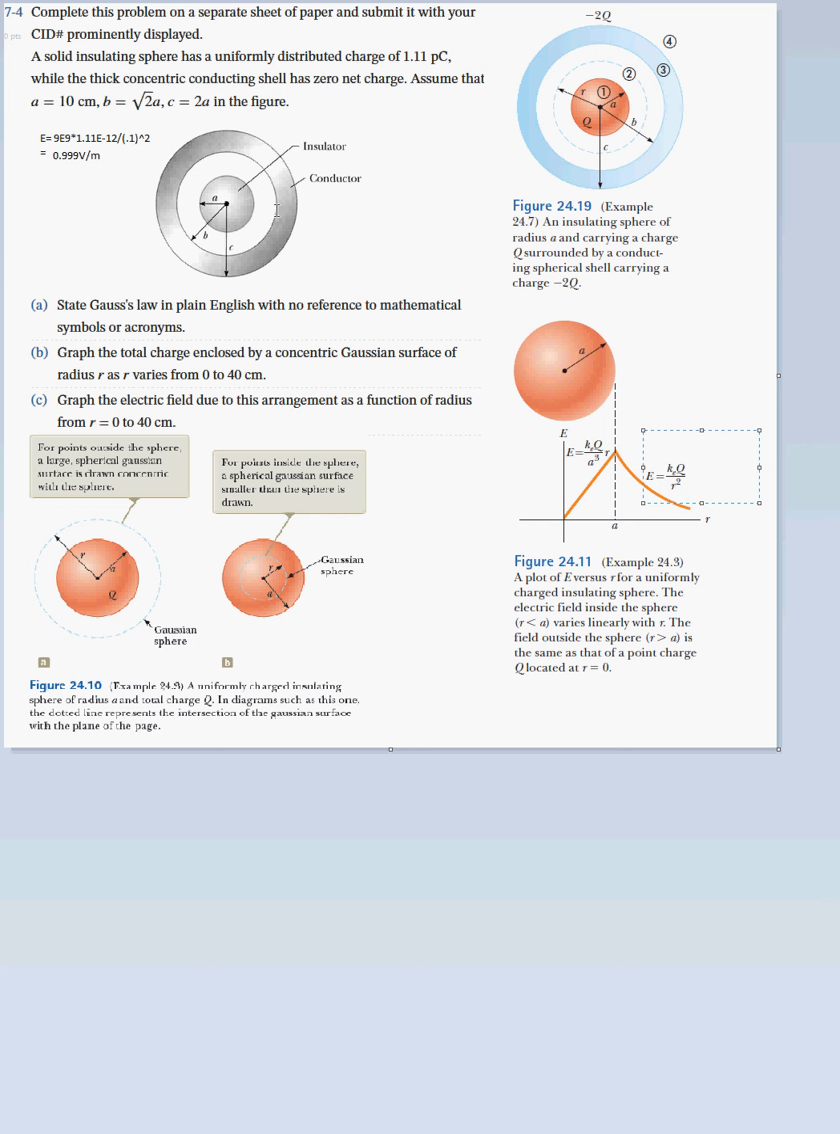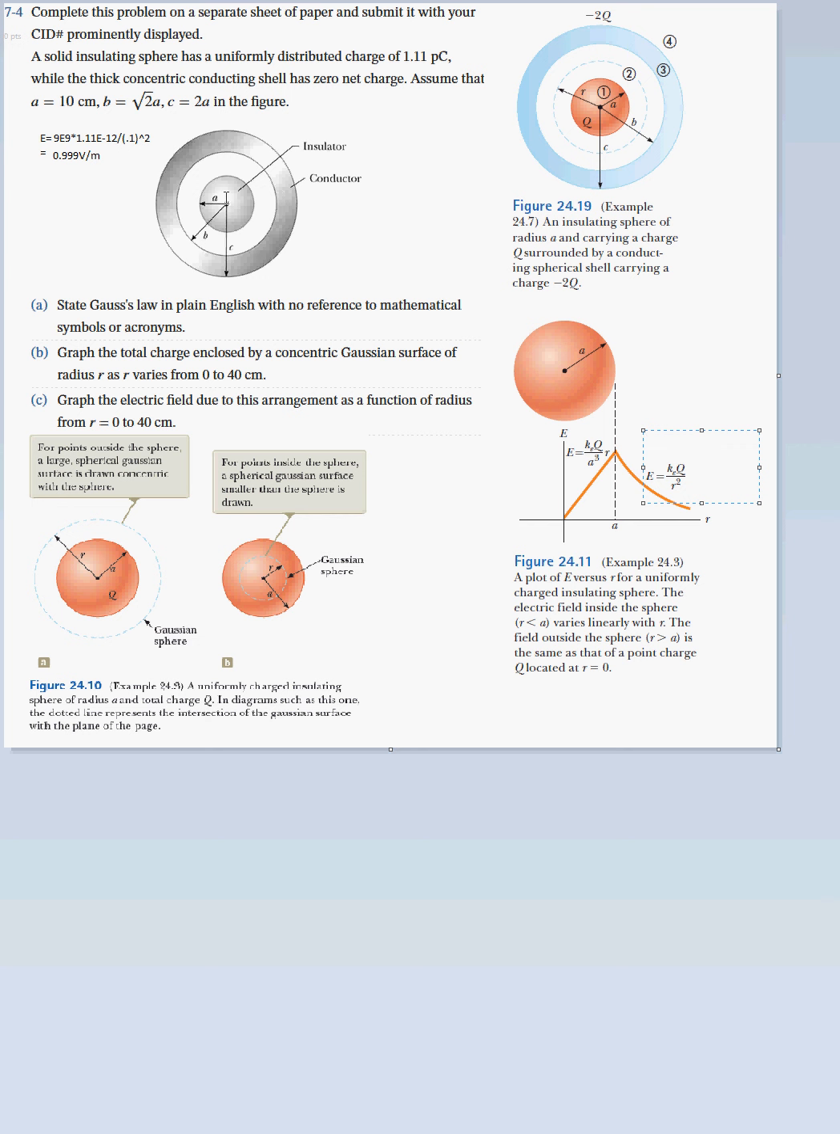Well, what does it do in the conductor? Well, all of us know there is no electric field inside of a conductor. Essentially, I'm doing part C right now. So we're going to stop at this point and go back and look at part B. Part B said graph the total charge enclosed in the concentric Gaussian surface of radius r as we go out from 0 to 40 centimeters.